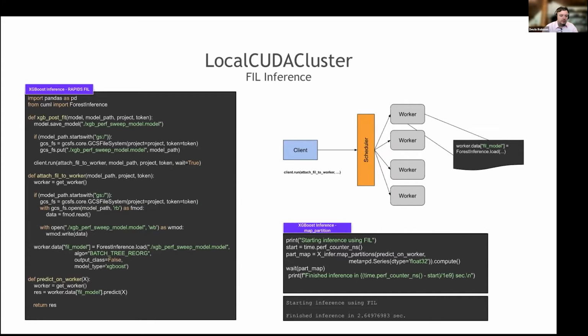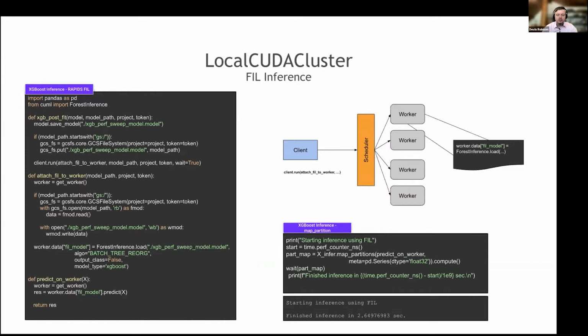The final inference method that we can look at is using the RAPIDS Forest Inference Library, FIL, for prediction. What this does is allow us to take an existing saved model, either an XGBoost or random forest model, and wrap it in a structure that's designed to accelerate inference. In many cases, the performance improvement can be quite good.